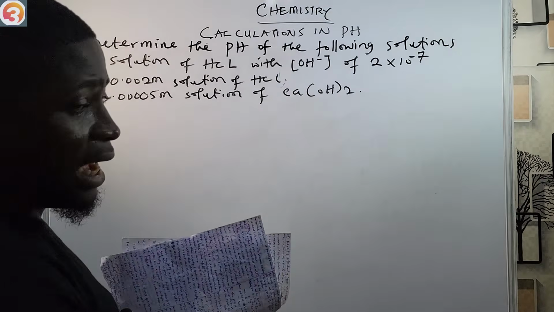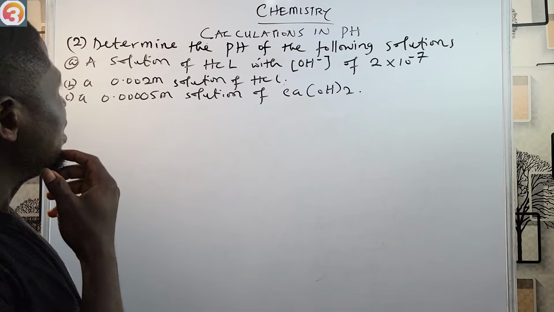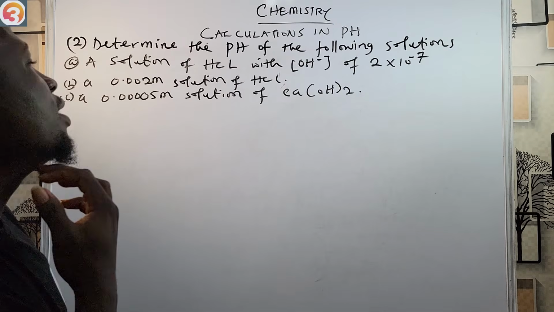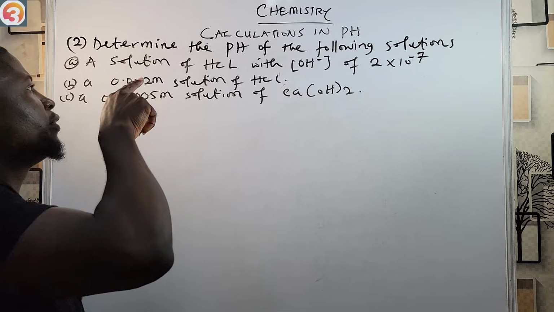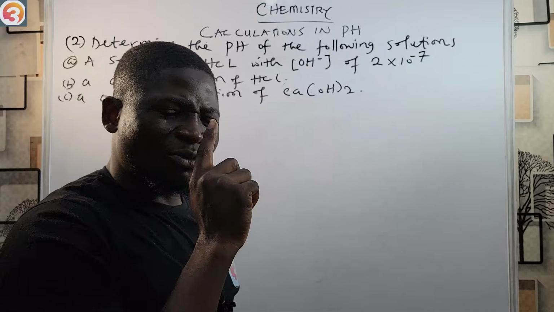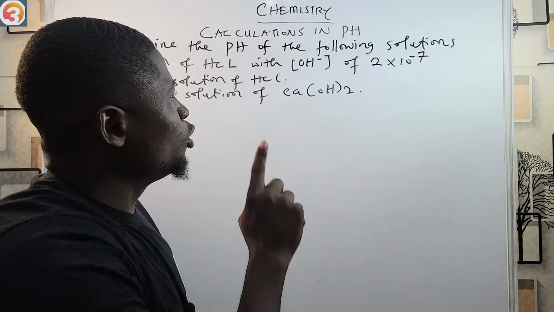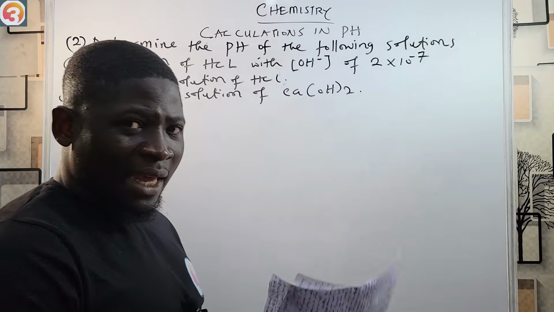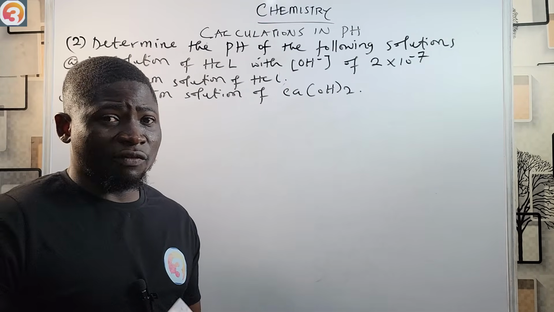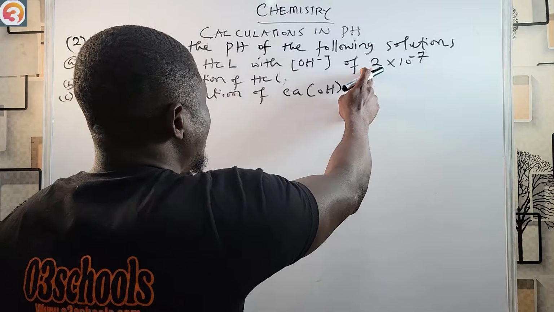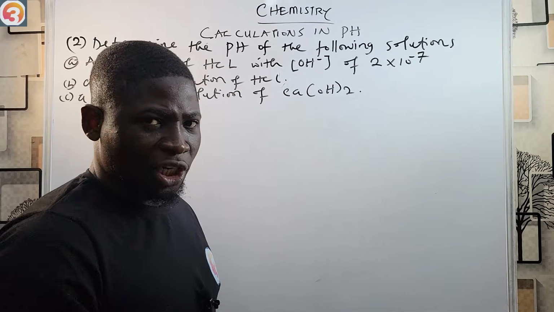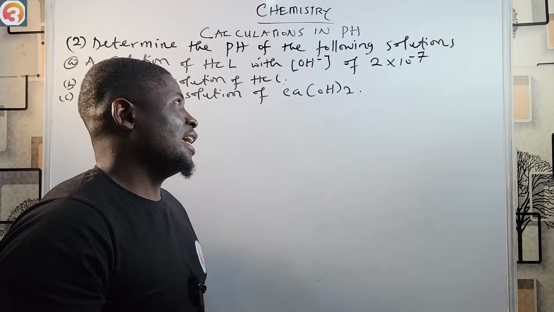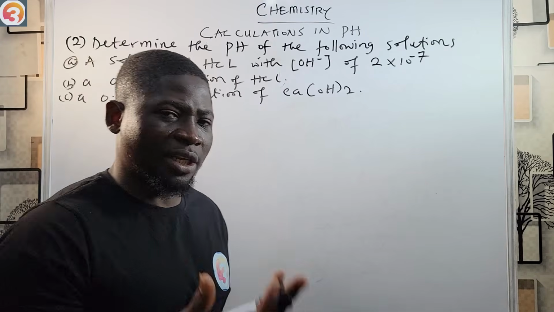All right, so welcome back. Now, we're given the question, which says determine the pH of the following solution. A solution of ACl, and we are given the hydroxide ion concentration to be 2 times 10 to the power minus 7. From here, there are so many ways we can solve this. By being given the hydroxide ion, that means we can find the pOH. If we find the pOH, then we can subtract it from 14 to have the pH.